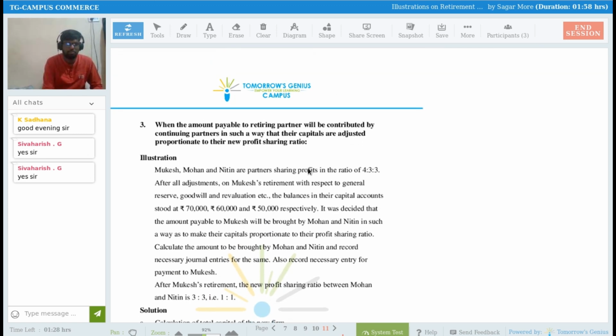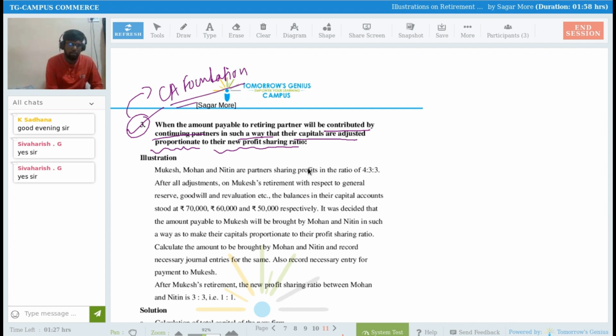Now, see the next one. When the amount payable to the retiring partner will be contributed by continuing partners in such a way that their capitals are adjusted proportionate to their new profit sharing ratio. This adjustment we have done in the previous class when we solved the CA foundation question. If you remember.